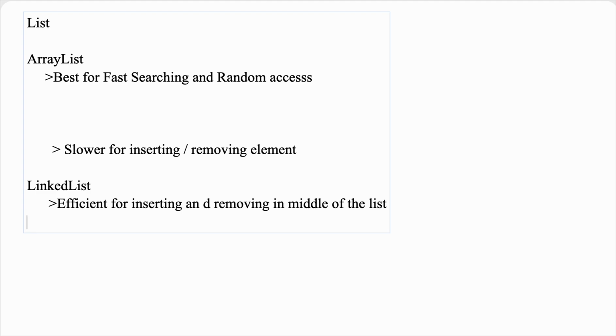The linked list uses a data structure called a doubly linked list. Each item in the list contains data and two links: one pointing to the previous node and one pointing to the next node. This structure makes it easy to add and remove nodes. That is why the linked list is efficient for inserting and removing in the middle of the list.